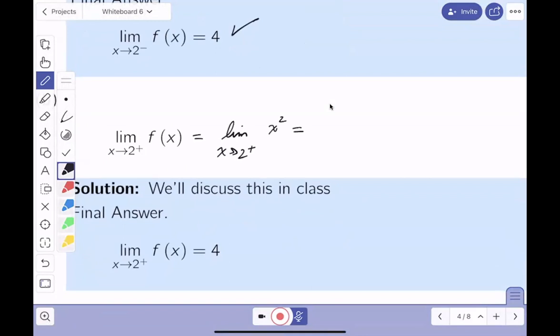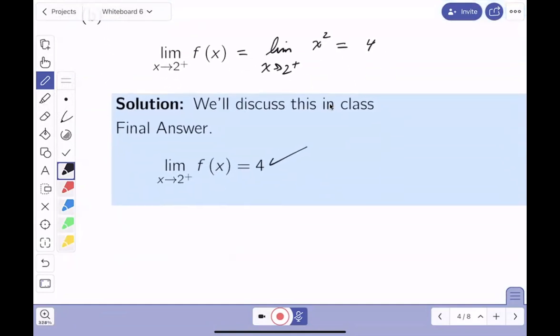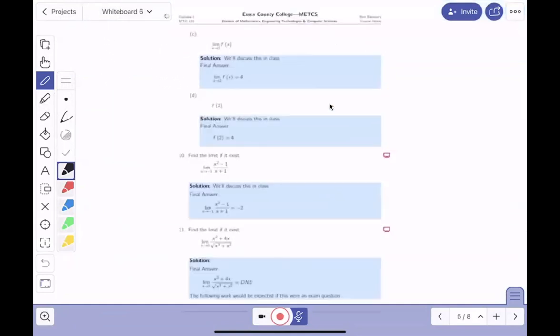What's that limit going to be? 4. All right, did we get that one? We got it. All right, and again, work is being done for you. Let's put down the next question.